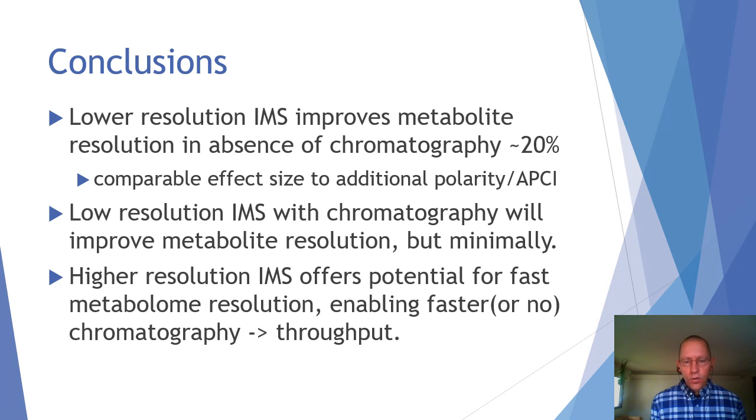Second is that our low resolution IMS with chromatography will improve metabolite resolution, but minimally. That is, since we have high resolution mass spec and good chromatography, there's only relatively little space for IMS to improve things. Now, with that said, if we have higher resolution IMS, it offers the potential for faster metabolome resolution. And we can start thinking about how better to balance our chromatographic resolution to enable faster or potentially no chromatography for improved throughput.